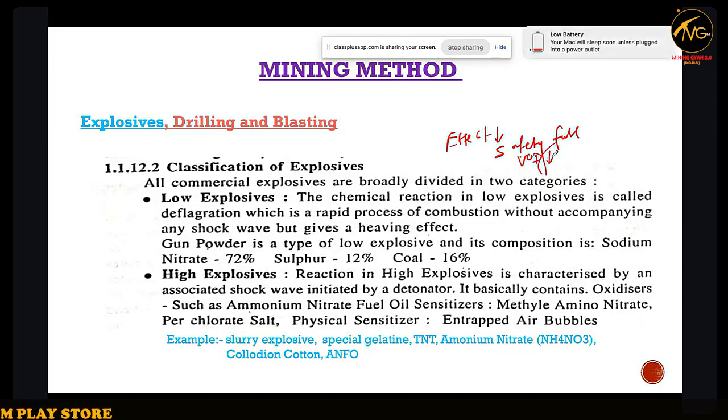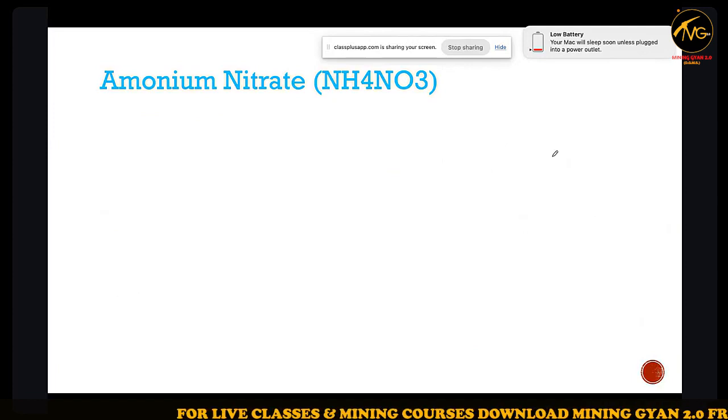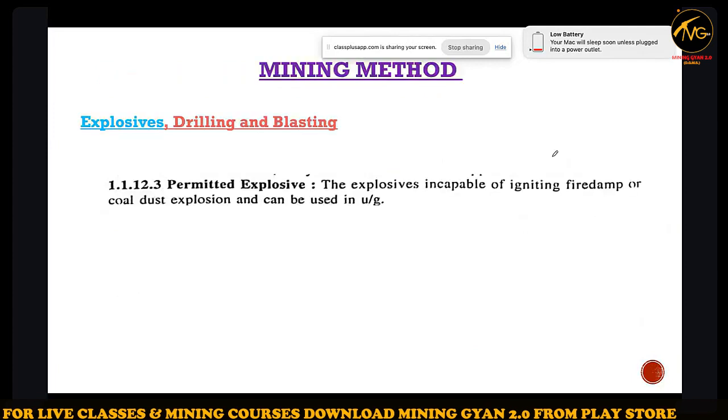For high explosive, we have discussed examples like gelatin, special gelatin, TNT, and ammonium nitrate, which is a high explosive and soluble in water. What does soluble in water mean? That means we cannot use this ammonium nitrate where water is in excess. It should be cap sensitive. It is detonated by booster. If we want to use it as an explosive, we should mix it with TNT. Please read explosive examples in detail, at least 4 to 5 points.